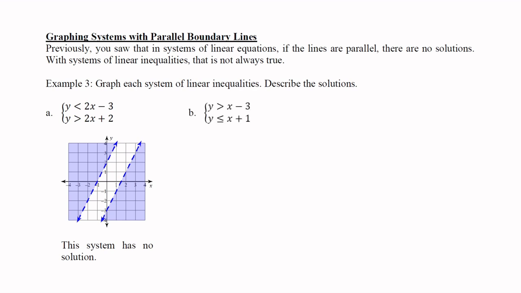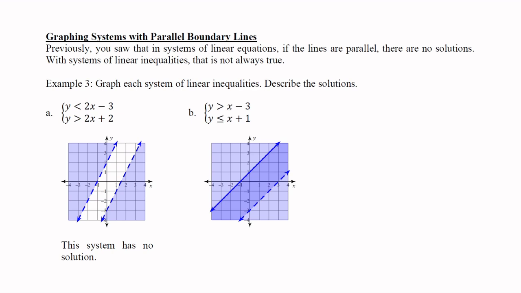For B, we have two parallel lines, and one is shaded below, one shaded above, and they do have an overlapping section. And so that overlapping section is where the solutions are, and so are points along the solid line. So anywhere along the solid line or within the shared shaded region is a solution to the inequalities.